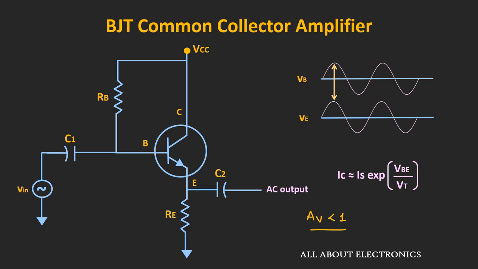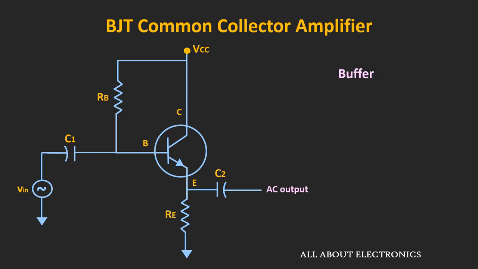Alright, then the question arises, what is the use of this emitter follower or common collector amplifier when its gain is less than 1? Well, the emitter follower can be used as a buffer because it provides high input impedance as well as low output impedance. So let us find out the expressions of the voltage gain, the input impedance and the output impedance of this emitter follower.